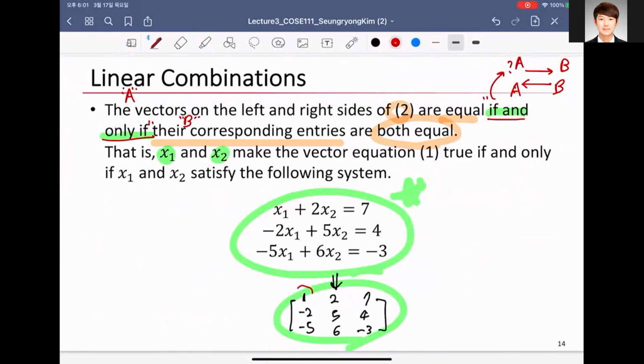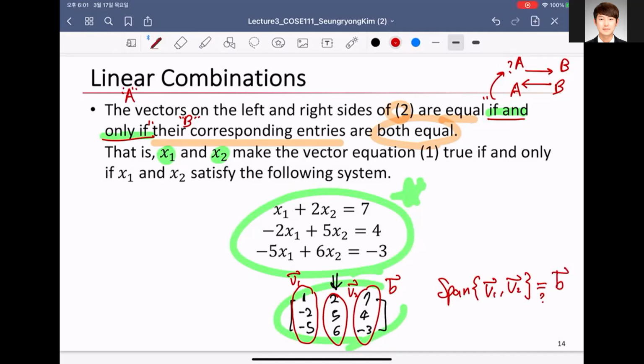Then the span, I mean the vector V1 here, vector V2 here, and vector V3 here. Then it's not V. Oh no. It was an augmented matrix, so this is just B. Right? Then is the span of vectors V1, V2 equal to B or not? So we can just say that it has a solution or not. That's why we have to know the span.